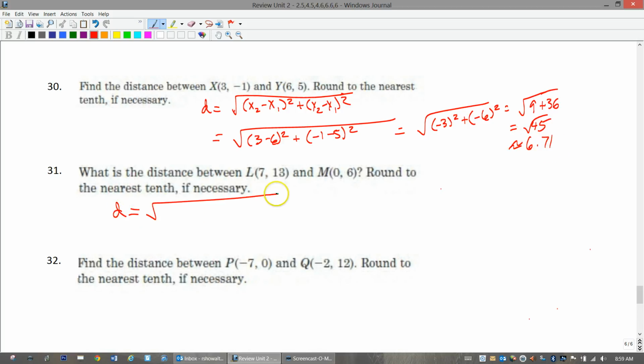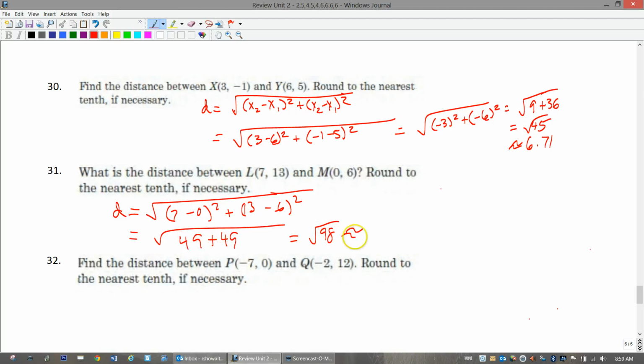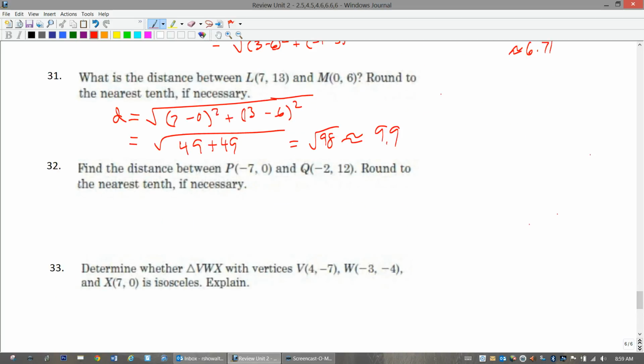Next, the distance between those 2 points. Distance equals the square root of these things. There's minuses in there, and there's pluses in there. That's kind of how I like to memorize the formulas anyway. So 7 minus 0, 13 minus 6. That turns out to be the square root of 49 plus 49, which is the square root of 98, which is about 9.9 units.